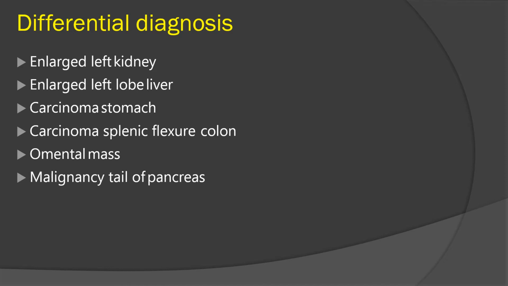Coming to differential diagnosis, this can be confused with enlarged left kidney, enlarged left lobe of liver, carcinoma of the stomach, carcinoma of the splenic flexure of the colon, omental mass, or malignancy of the tail of pancreas.